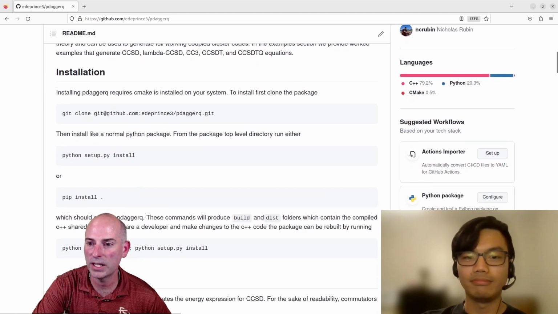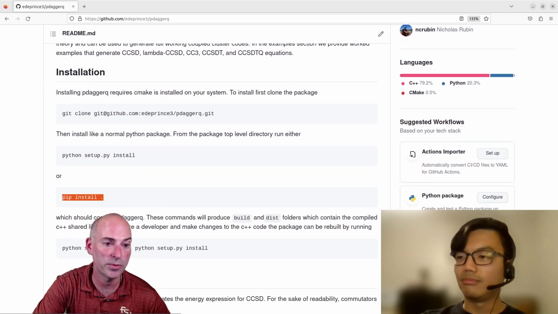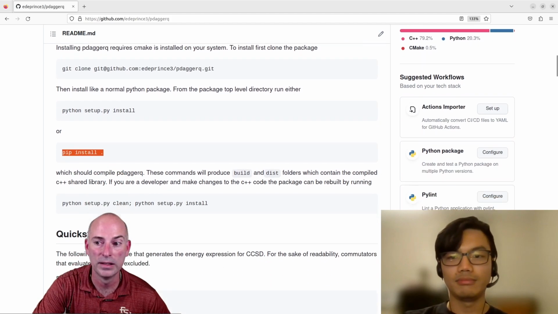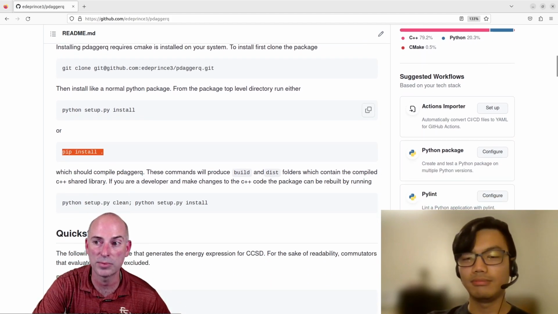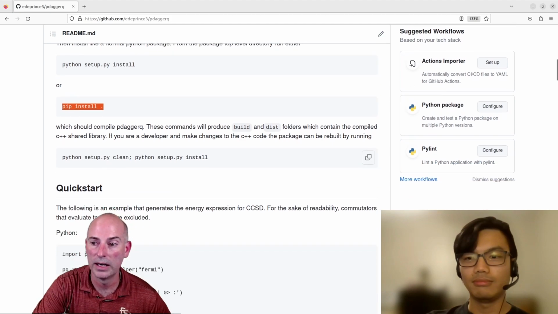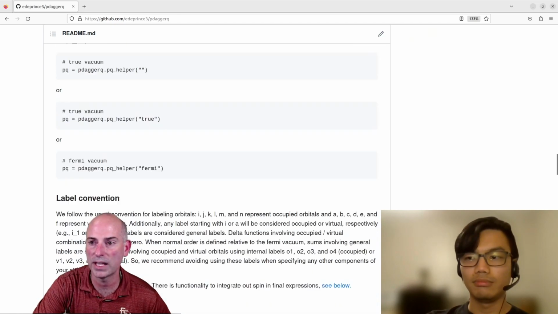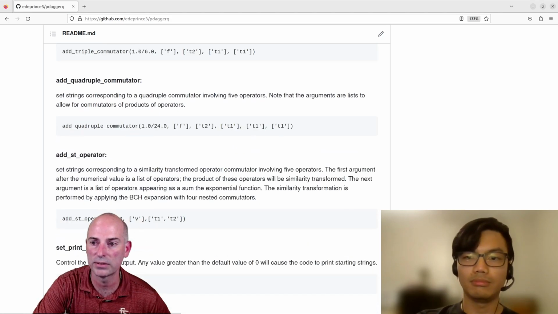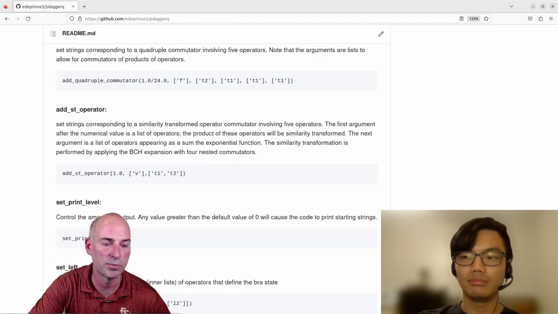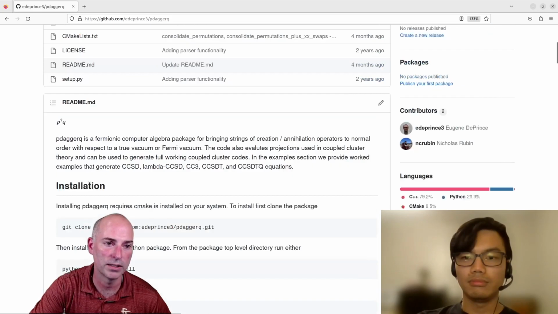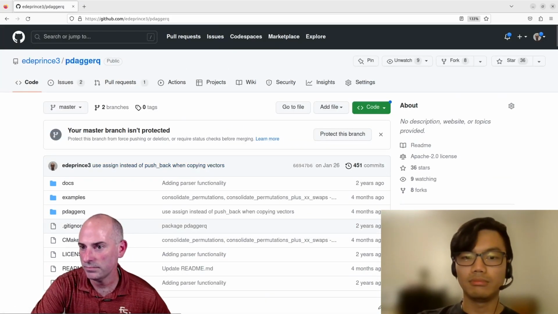There's pretty good documentation. It's a C++ library, but the interface is all Python, and you can install with either a setup script or pip install. If you are a developer and you want to modify the C++ code, you just have to do some additional commands. And then there's a bunch of examples here, and all the different awesome operators and functions we've implemented are outlined. Cool. PDaggerQ.